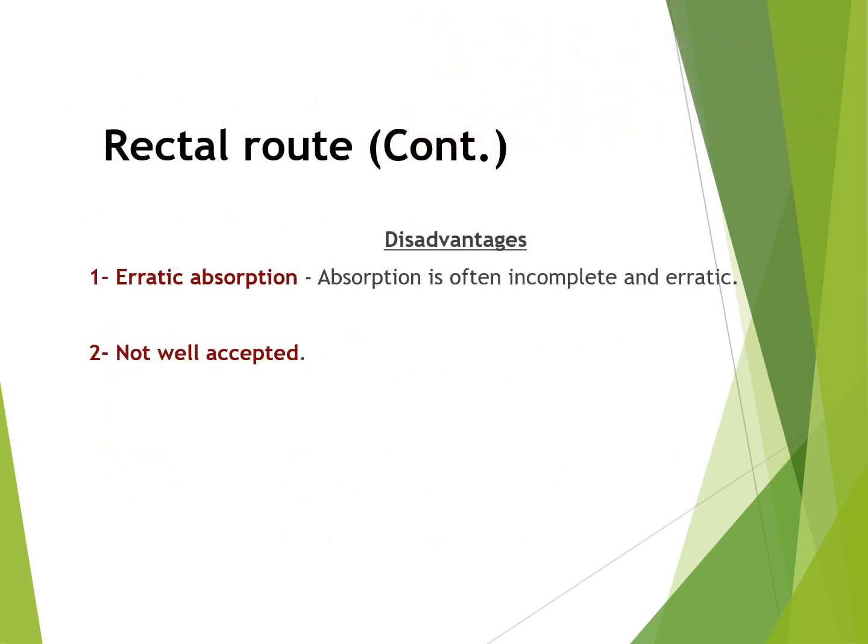Rectal route disadvantages are erratic absorption. Absorption is often incomplete and erratic, okay? And it's not well accepted. So again, it's one of those things where you weigh out the risks, benefits, and the probabilities. So again, based on those populations is when we see it the most.